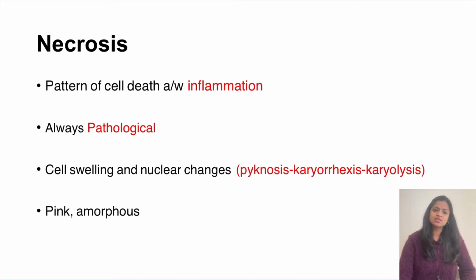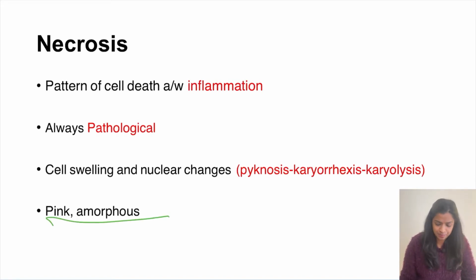So what was necrosis? It was a form of cell death in which the membrane gets damaged and that will result in inflammation. And then we saw the characteristic nuclear changes which happened in necrosis, which were pyknosis, karyorrhexis and karyolysis. And microscopically it will be seen as a pink amorphous material.